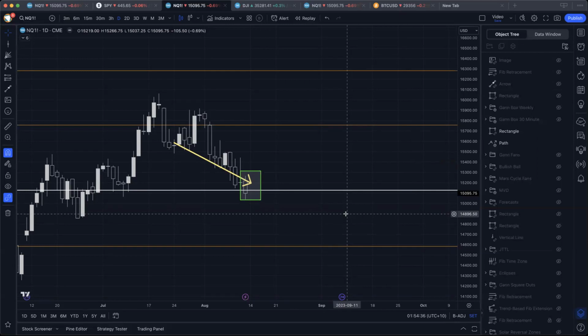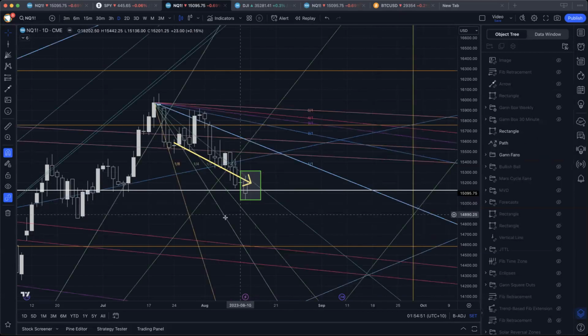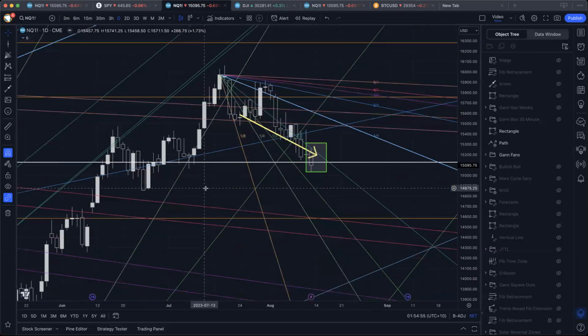Whenever new users log on to Time Trades for the first time, they often ask me where to start, and the answer is always the same: start with Gann fans. So I'm going to go back to basics here, and we're going to turn on Gann fans. Now these are different from the Mars fans that I've used in prior videos. These are not anchored to any Mars cycles. These are anchored to highs and lows. Well, actually, the high close, not the top tick high.